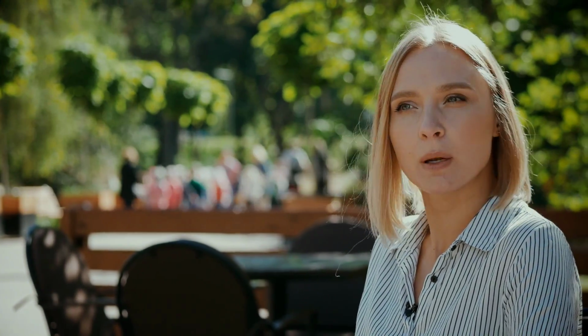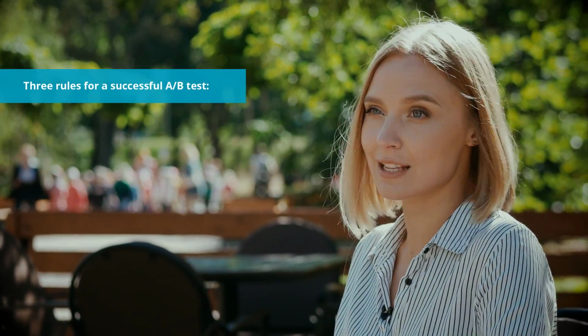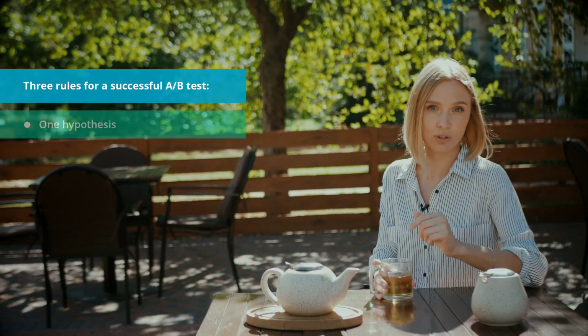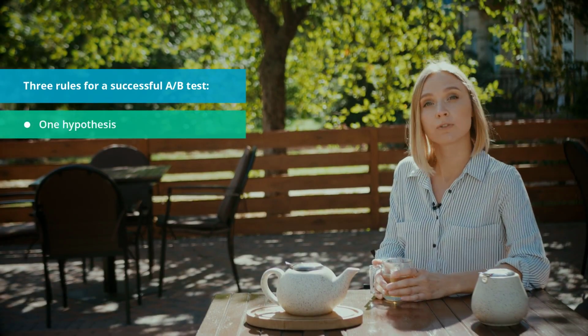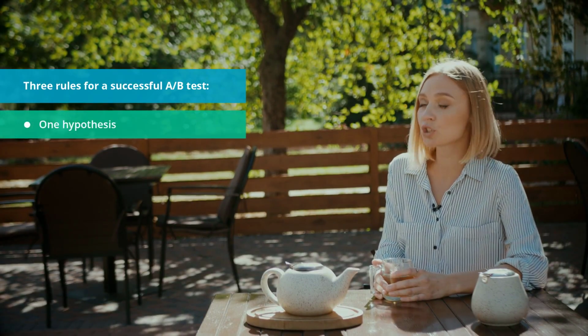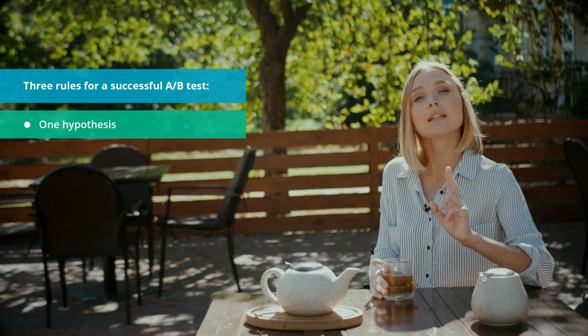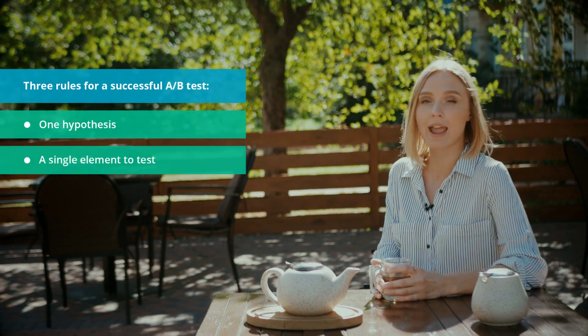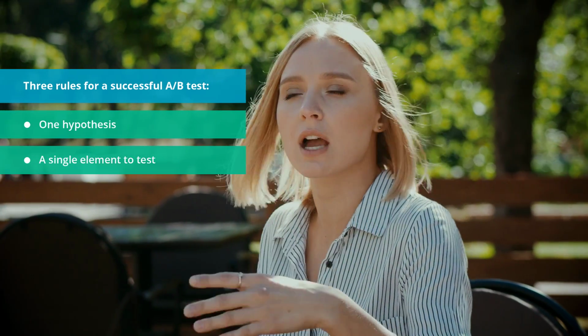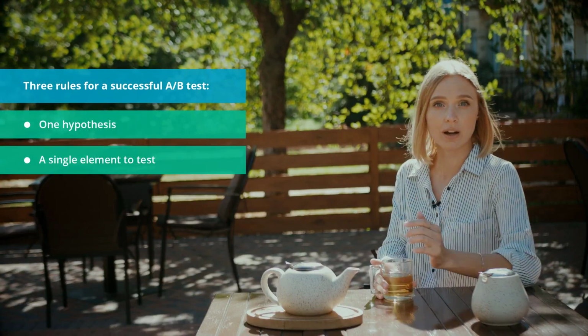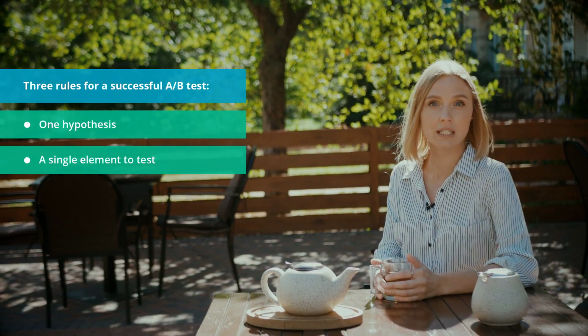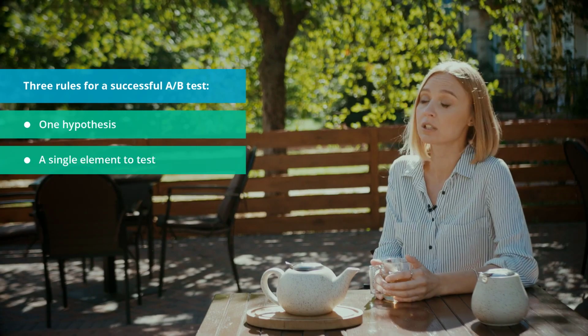But before you start testing any element, keep in mind three rules for a successful A/B test. First of all, form a hypothesis you want to confirm or reject and don't change it during the test. Secondly, change only one element at a time. Don't check the size of an image, the color of the template, and the body copy all at once. If you have too many variables, it will be difficult to understand what element has influenced the result.